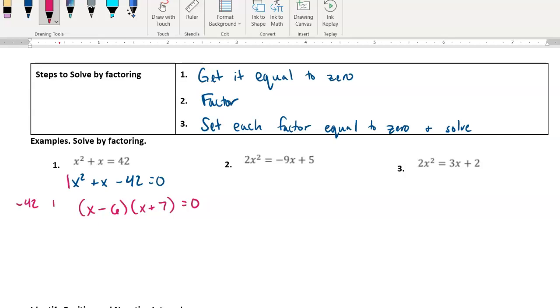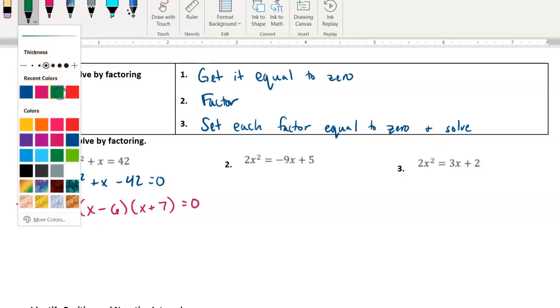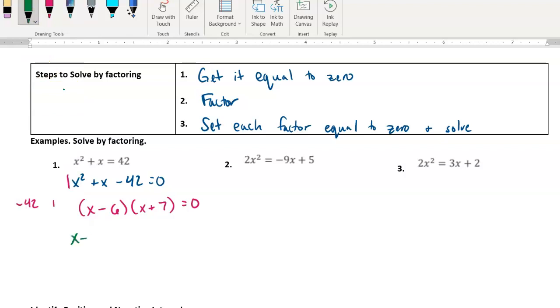Okay, so now we got it factored. So now we're done with step 2. And now we're into step 3. Step 3 is we're going to set each factor equal to 0 and solve it. So we would have x minus 6, set that equal to 0. x plus 7, set that equal to 0. So when you solve it, I would add 6 to both sides for the first one. I would subtract 7 from both sides for the second one. So I would find our x-intercepts, that's what this represents. Our x-intercepts would be at 6 and negative 7.